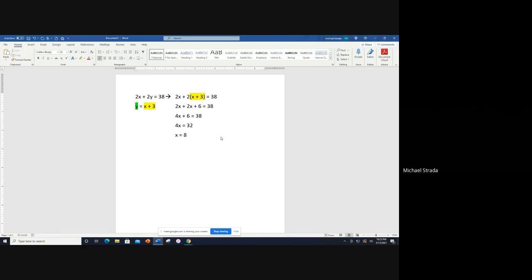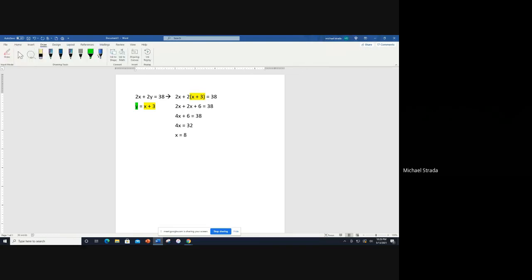And here's the advantage to substitution. Once you have one of the variables solved for, in this case x equals 8, we can go right back and replace that up there. So if x is 8, we can go right there and replace that. And when we do, we get y equals 8 plus 3, which equals 11. Our solution in coordinate format: the x value was 8, the y value is 11. So that's how we use substitution to our advantage.